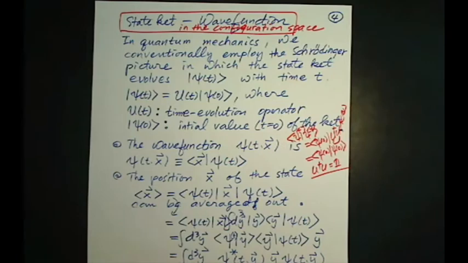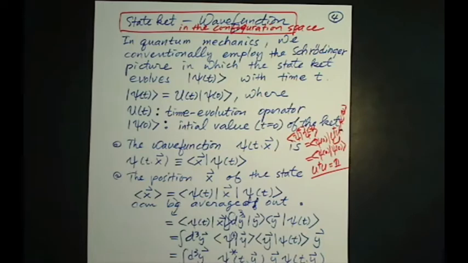In the configuration space, in quantum mechanics, we usually use the Schrödinger picture. In the Schrödinger picture, the wave function develops as time goes on, and the operators do not change at all as t goes on. It is opposite to the framework of quantum mechanics and classical mechanics.